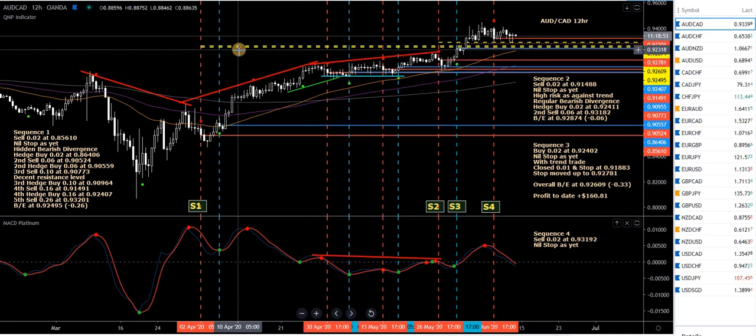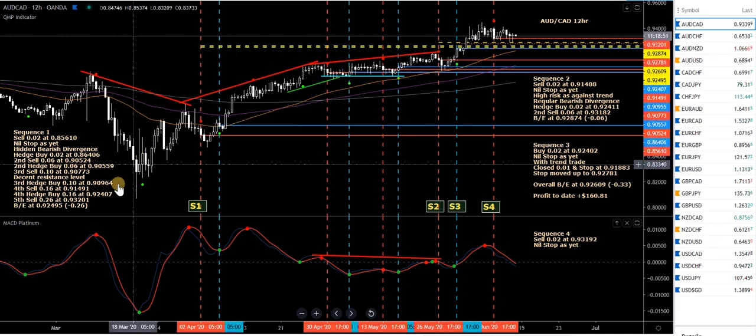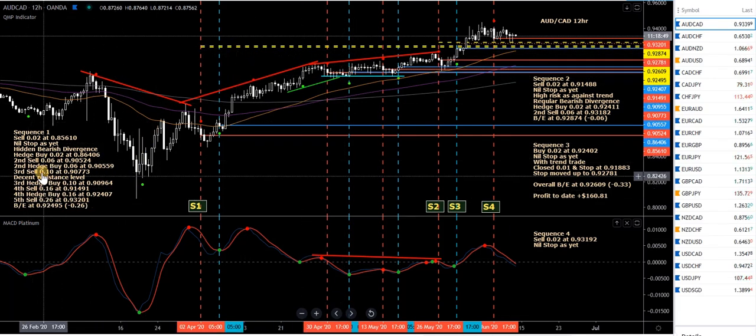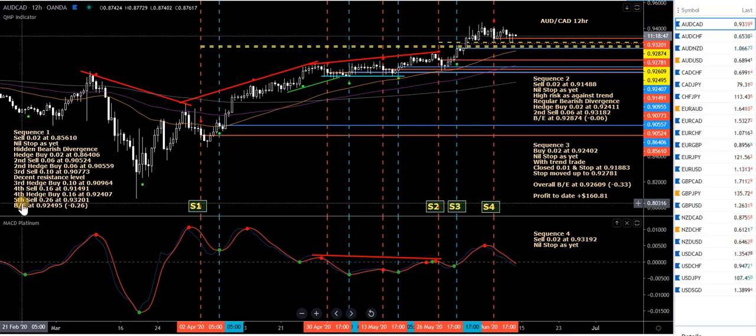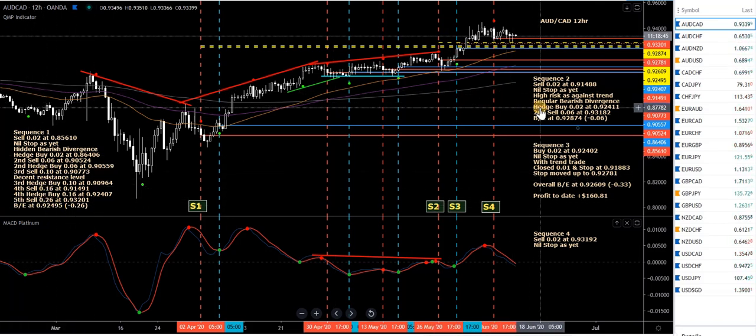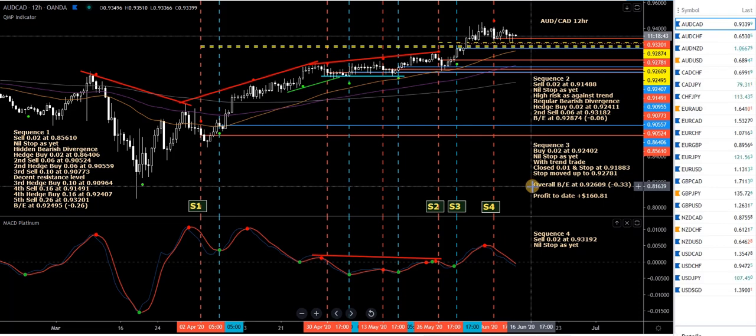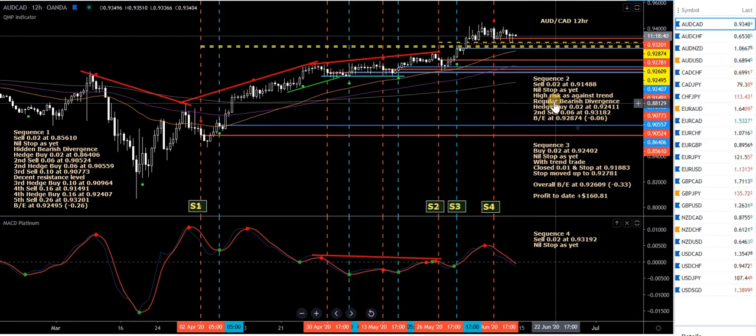All right, yellow lines are overall break-even levels. So you might have a break-even level for a sequence, like these two, then you have maybe an overall break-even level. So AusCAD, in plenty of trades. I'll run through my indicators too.